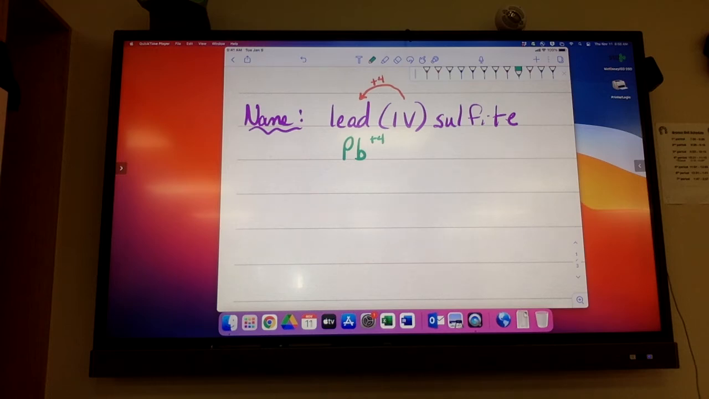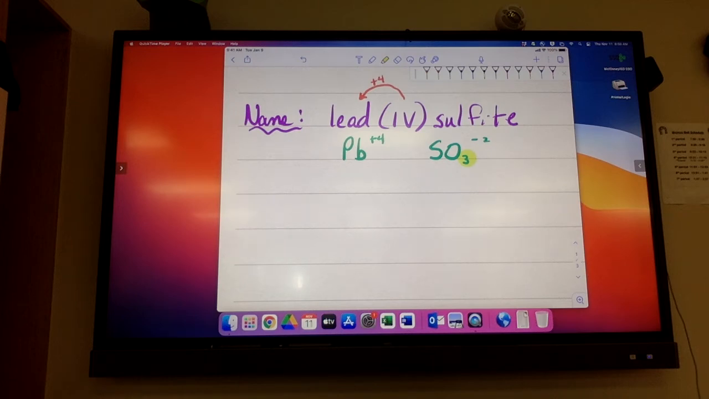Sulfite. Double check the back. Is it there? Yes. Okay. Copy it down. SO3, -2. You got to be careful with this number here. That 3. Don't change it.